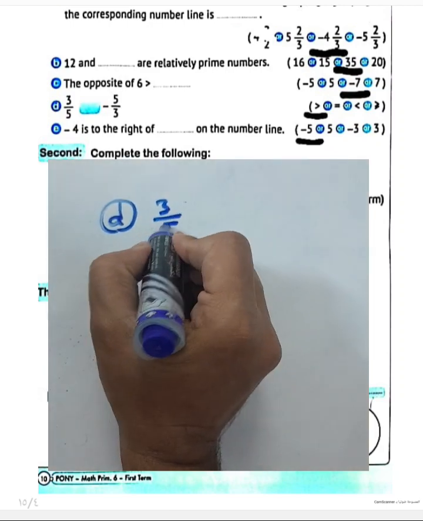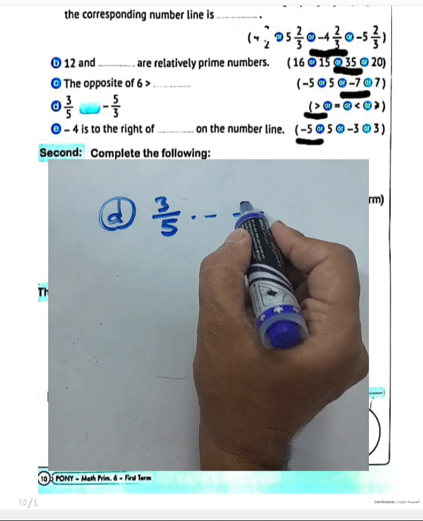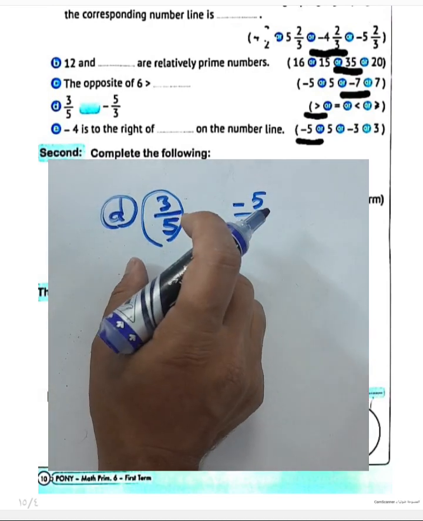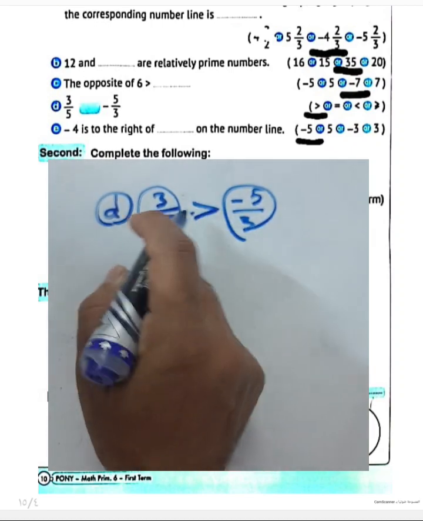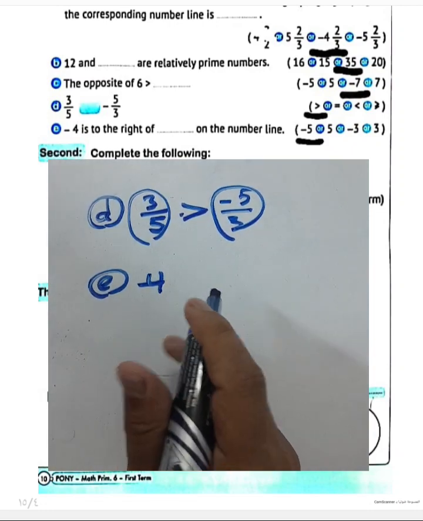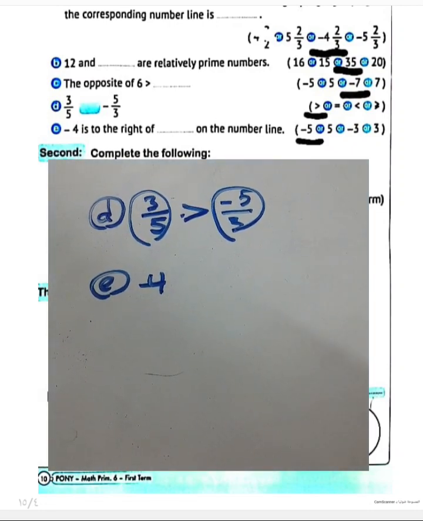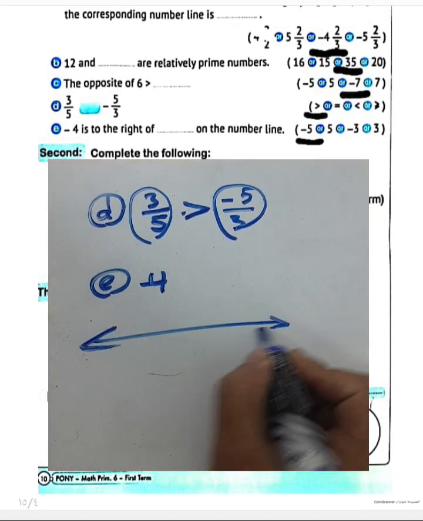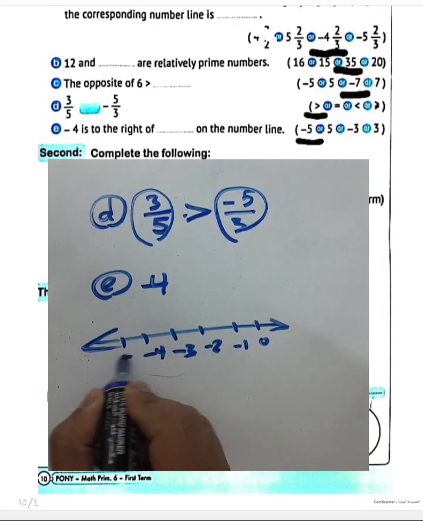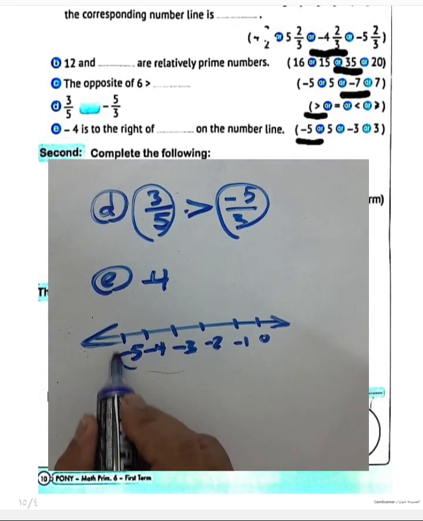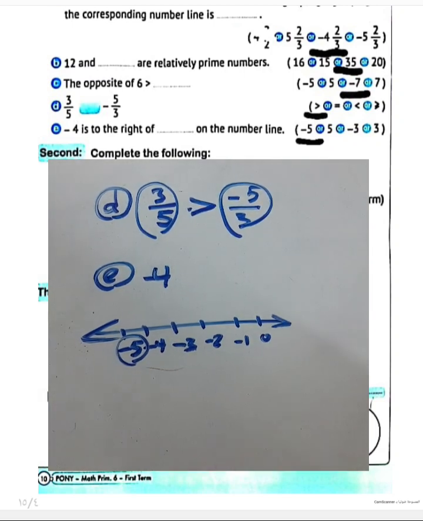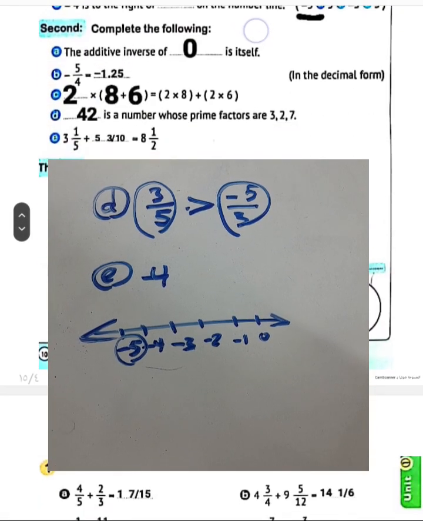Question letter D. 3/5, or -3/5, or -5/3. We know this is positive. Any positive number will be greater than a negative. This number is greater than this number. Question letter E. -4 is to the right of blank on the number line. We have a number line here: 0, -1, -2, -3, -4, -5. -4 is to the right of -5 on the number line. Okay, choose -5. Next question.